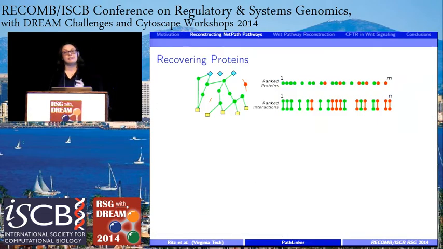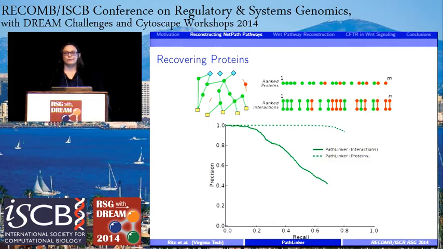So up until now, I've been only showing you results on how we can reconstruct the interactions in a pathway. We can also do the exact same thing to reconstruct the proteins in the pathway, and it turns out that recovering proteins is a much, much easier problem. And this is not just a PathLinker result. Every single algorithm that we ran can recover proteins very, very well. So really, it's the interactions in these signaling pathways that are a very difficult problem to try and infer.